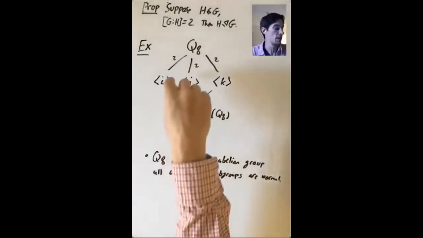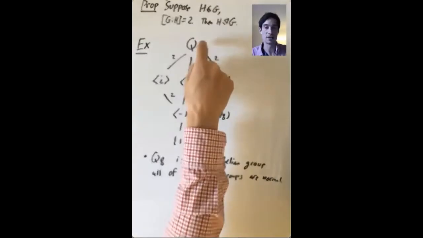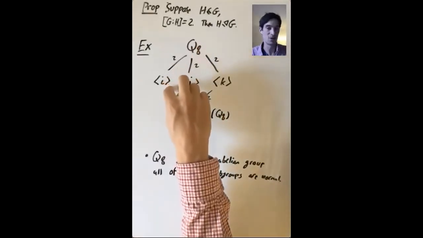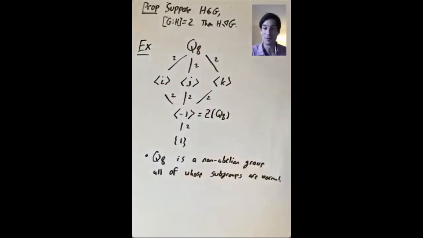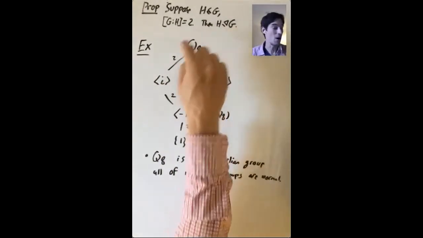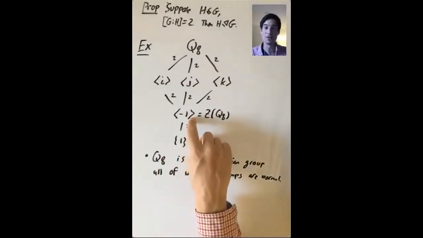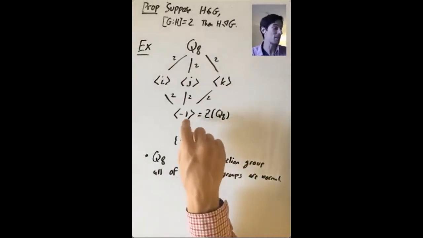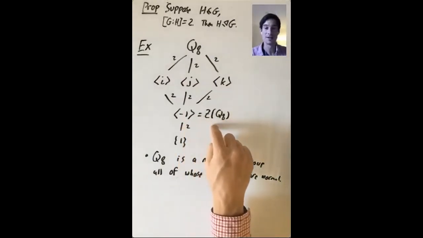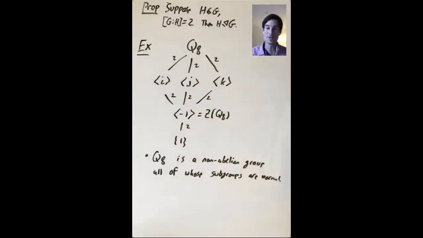Okay, what else have I drawn here is that these lines show the index of one subgroup in the larger group containing it. So the subgroup generated by i has order 4, Q8 has order 8. The index of this order 4 thing in this order 8 thing is 2. So we have these 3 subgroups of index 2, and by the previous result, all of them are normal subgroups. Then we have this subgroup of order 2, and because it is the center of Q8, the center is always a normal subgroup. So what have we seen? Q8 is a non-abelian group, all of whose subgroups are normal.